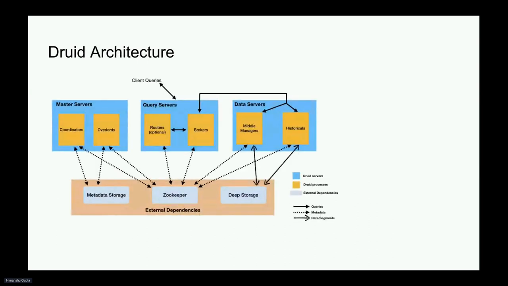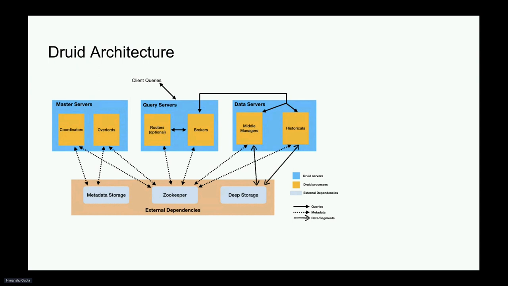In terms of the overall architecture, there are basically three types of Druid nodes in a Druid cluster. There are the master servers, which look after coordinating various work inside the cluster. There are query servers, which coordinate the query processing and do some part of the query processing themselves. And there are data servers, which are responsible for processing all the data, be it consuming and storing it inside Druid or serving it for querying. Those are the middle managers and historicals.